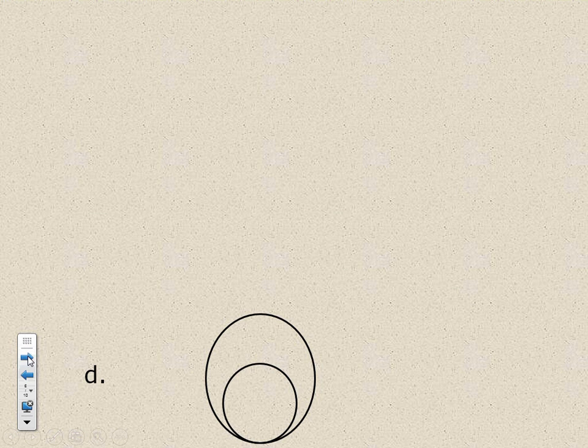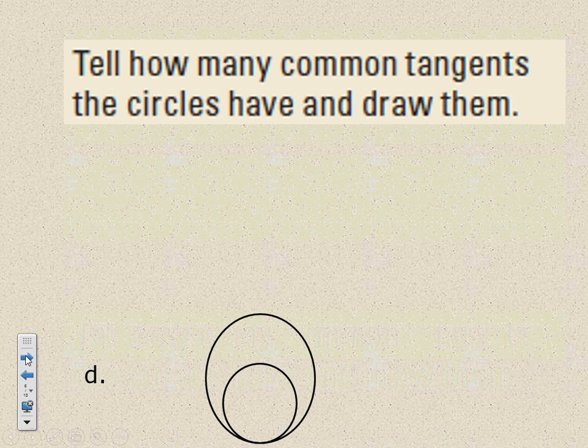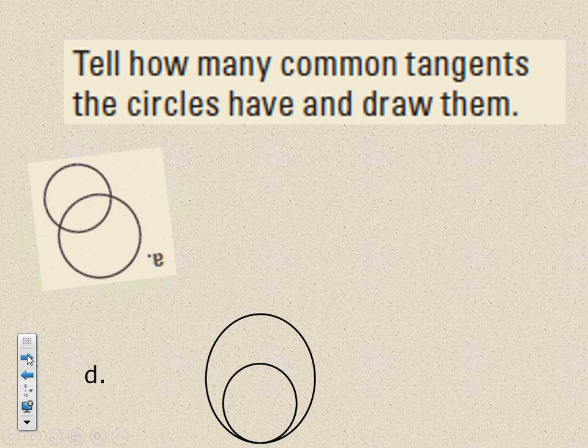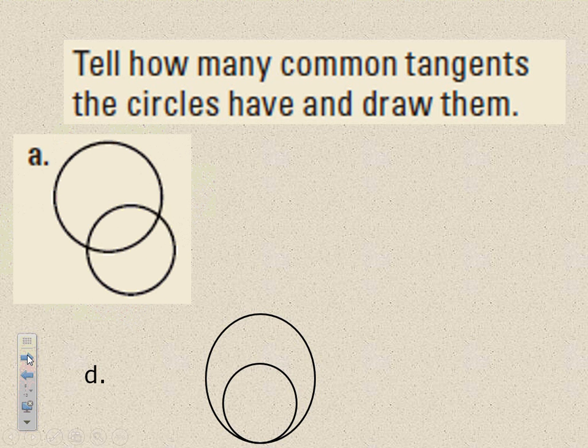Now we're going to move on and we're going to be drawing our own tangents. So we have 4 examples and we have to tell how many common tangents the circles have and draw them. If I look at example A, I want to draw as many tangents as I can. So it has to touch the circle at least 1 point. I can create a tangent that goes along the edge here. So there's 1. And I can also create a tangent over here that goes along this side. So that's 2. So on A, I can only have 2 tangents.